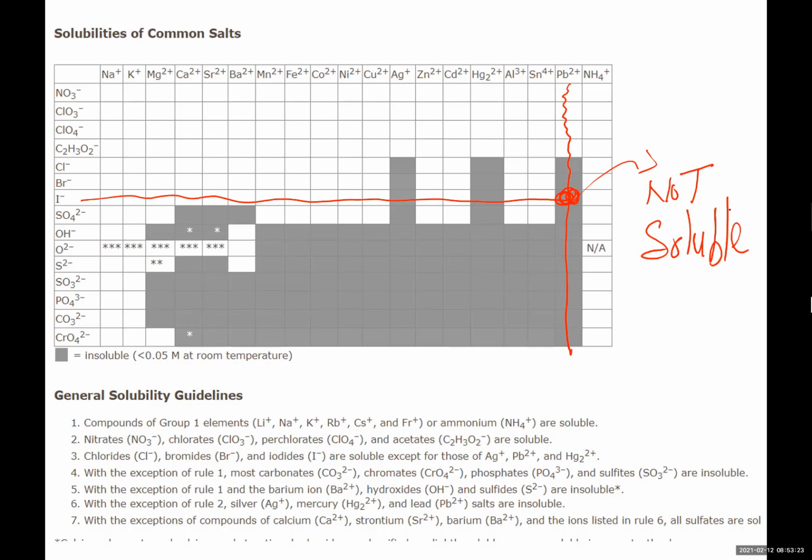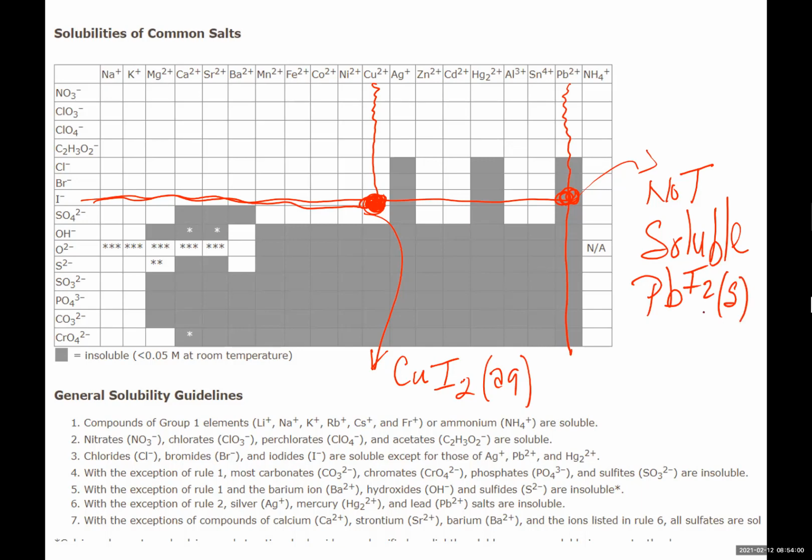Or if you want to see if copper iodide is copper 2 iodide, this is I, and that's copper. Is CuI2 water soluble or not? Do you see? It's a white cell. White square means yes, water soluble. So this is water soluble. This is CuI2. It's water soluble. This is not soluble. So PbI2 is a solid in water. That's how you use this table.